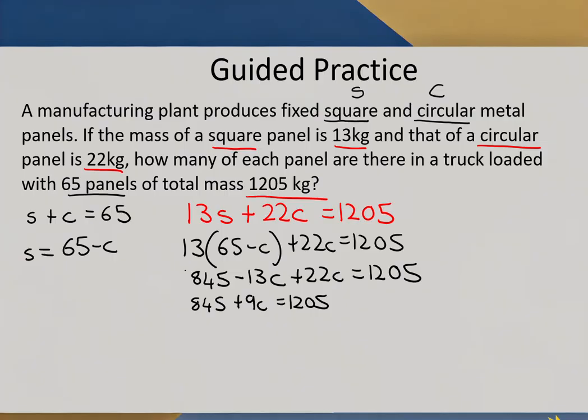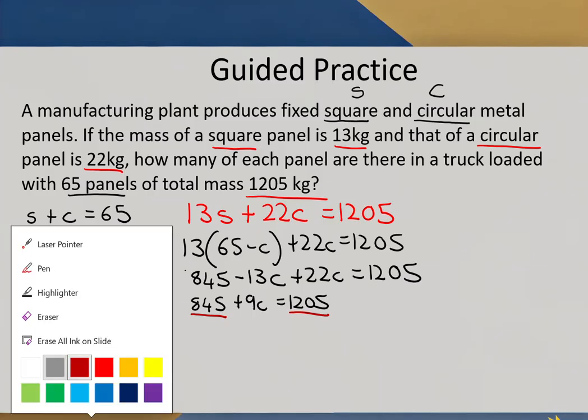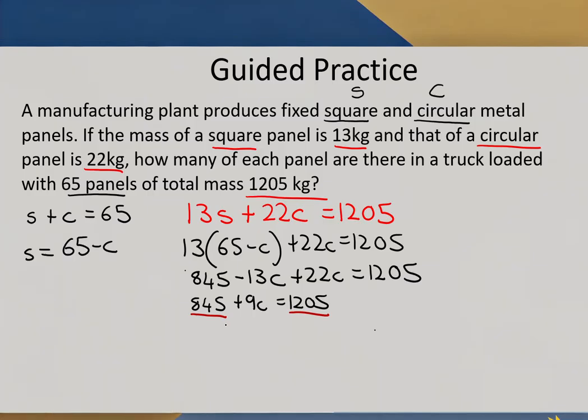The next thing I'm going to do is I'm going to get my constants onto one side. So I'll just underline them. I'll move them over to my right. So 1,205 take away 845. That gives me 360. So 9C is equal to 360. Quite clearly we can see it's part of the 9 times tables. So we're going to divide everything by 9. And that tells me C must be 40.